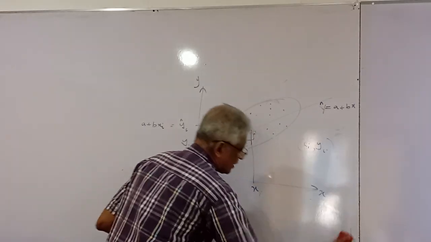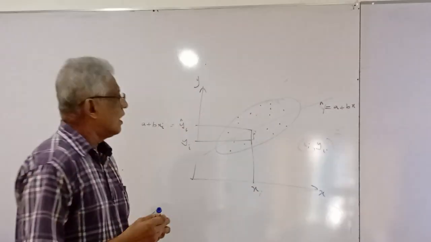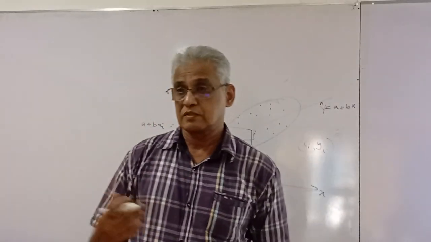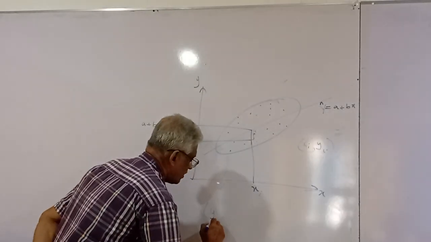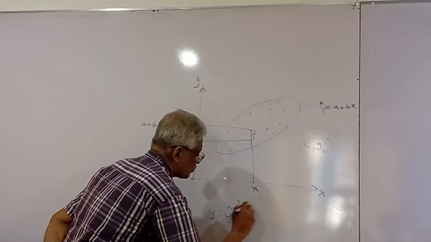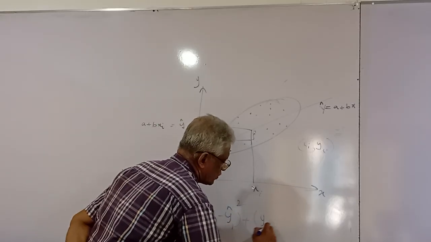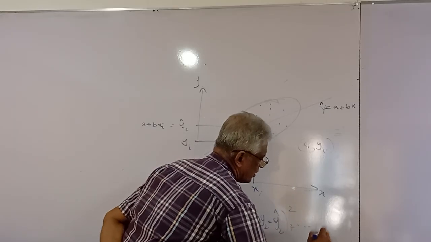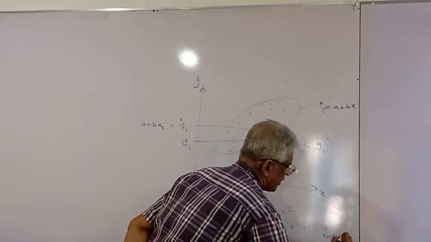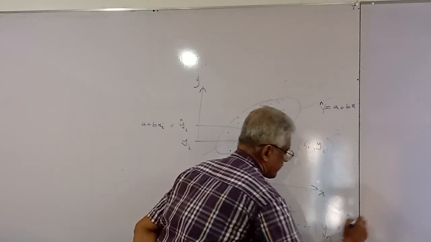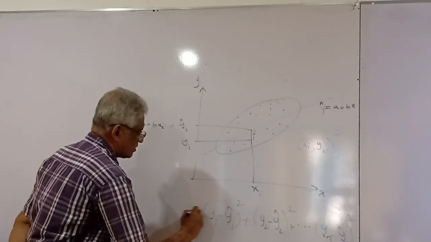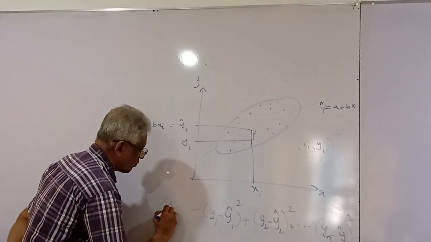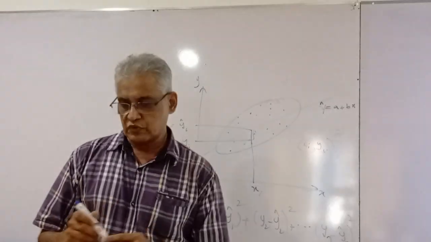So therefore, what we actually do here is consider the sum of squared errors. That is y1 minus y1 hat squared plus y2 minus y2 hat squared, and so on. If you have n observations, yn minus yn hat squared. So this is the criterion, the quantity that we look at, and we call it the sum of squares of errors.